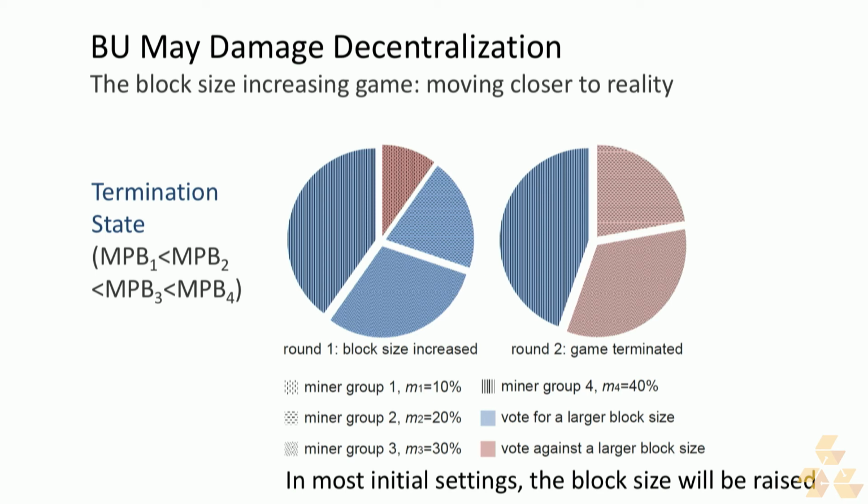So in the first round, miner group 2, 3, and 4 will vote to increase the block size. However, in the second round, because if they kick miner group 2 out, miner group 4 will kick miner group 3 out, miner group 2 and 3 will vote against increasing the block size. And the game terminates. In most initial settings, the block size will be increased.